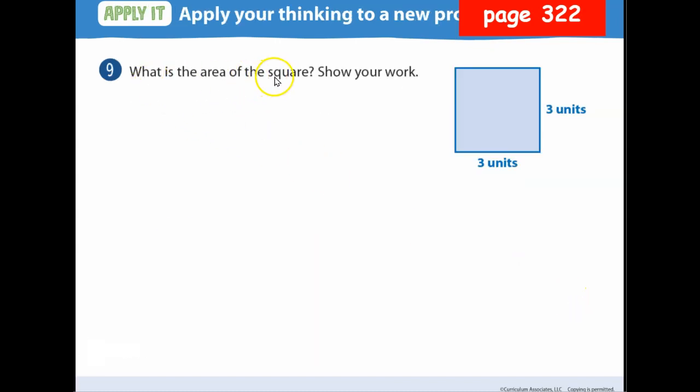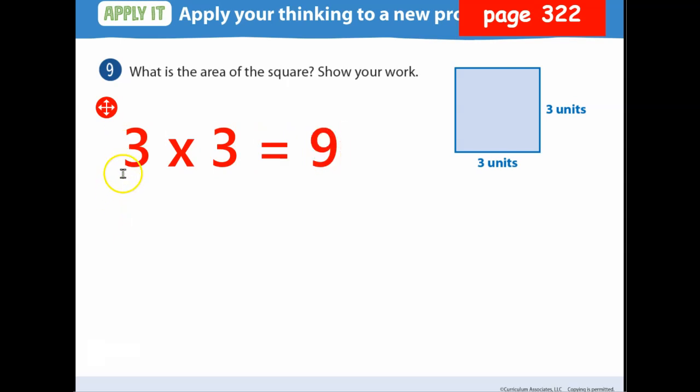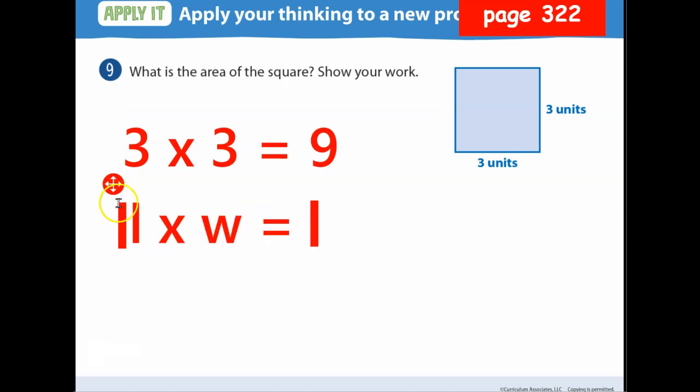All right, so what is the area of the square? Okay, we'll give you an excellent. So what's the area? 9. How'd you find it? 3 times 3 equals 9. Great. Length times width equals area, right? Or area equals length times width.